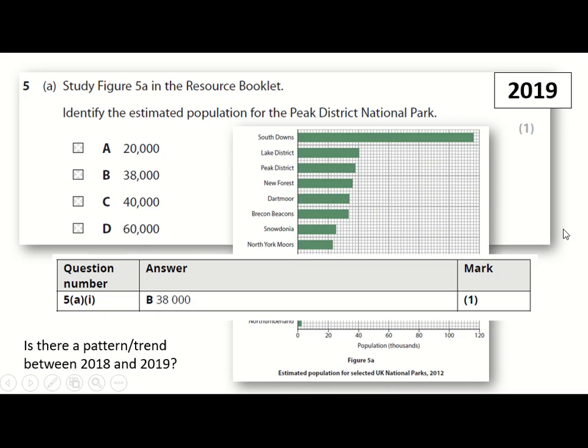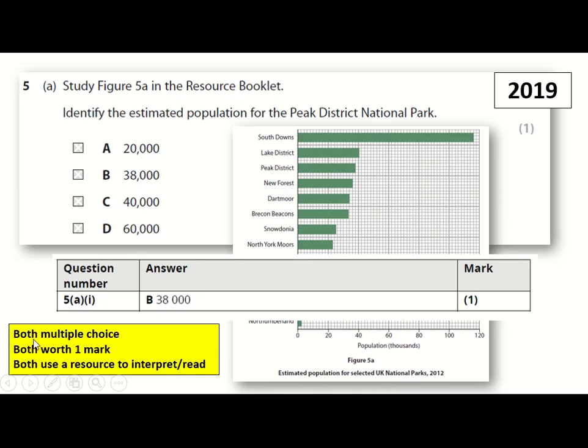What have they got in common? Well, they definitely have multiple choice, both of them. They are both only worth 1 mark, and they both use a resource to interpret or read. So there's a good chance, and it would be worthwhile you thinking this. Essentially, the first question you're going to get for paper 3, topic 3 is going to be a 1 mark question with multiple choice and a resource that you need to use or read in some way.